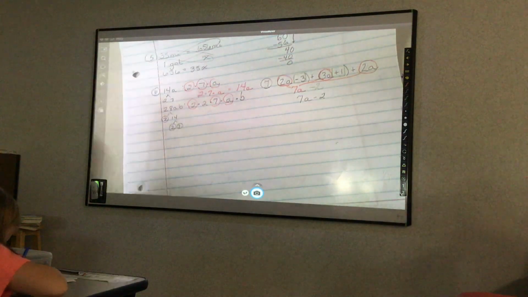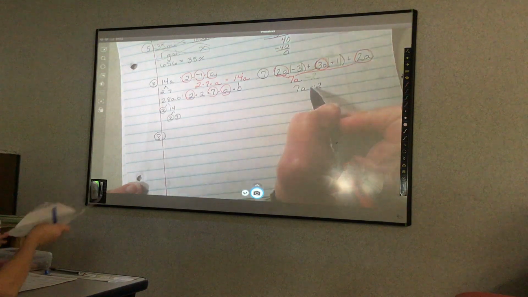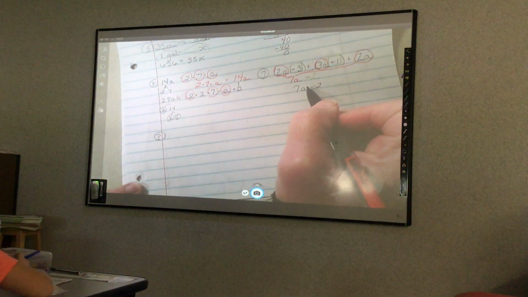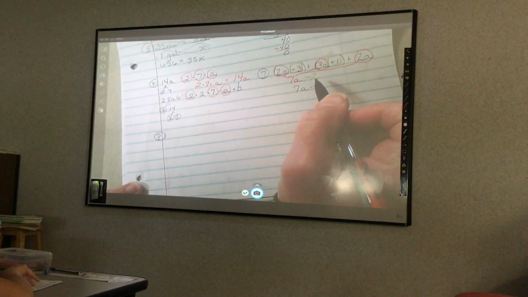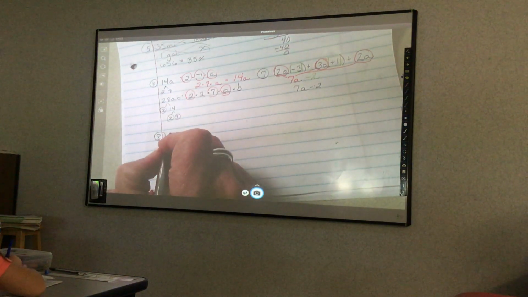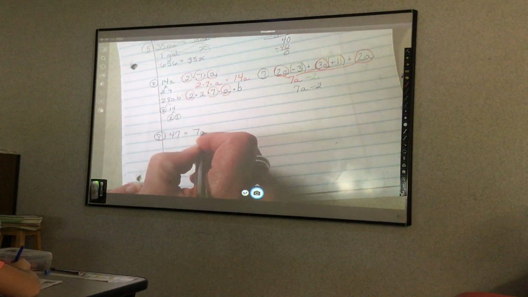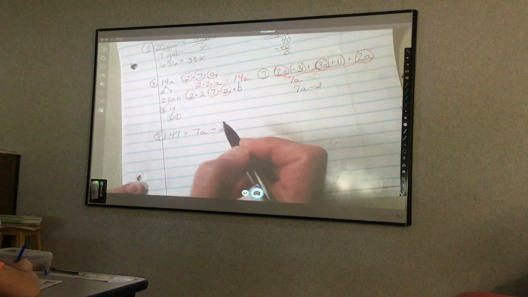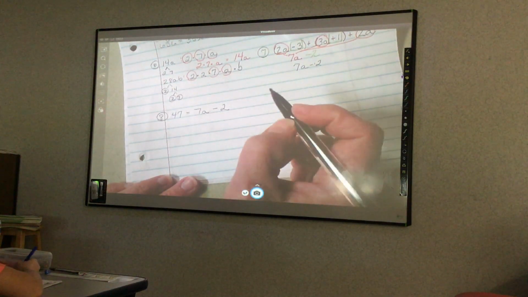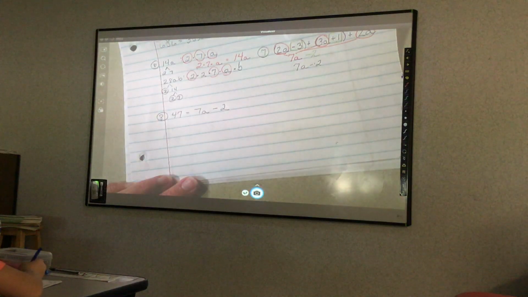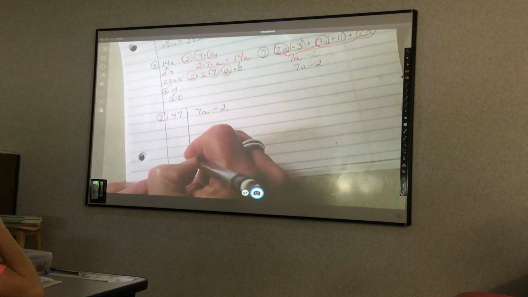Then number 8 said, in the problem above, so that was this problem right here, if you knew the perimeter was 47, find the value of A if you knew the perimeter was 47 meters long. So it would be 47, because that's perimeter, equals 7a minus 2. So now we're solving the equation. We have the equal sign. What do I bring down from that equal sign? A line. Just a line.